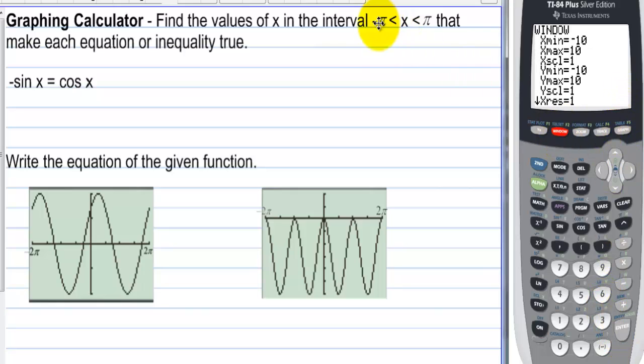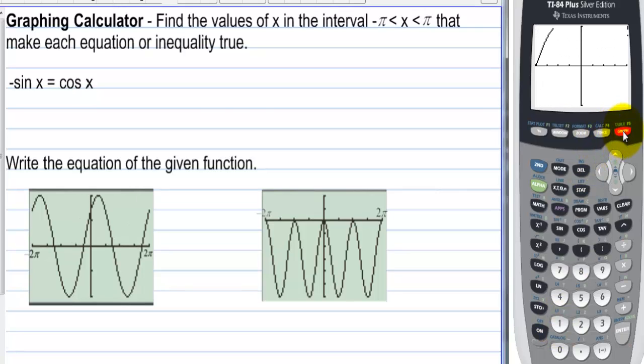And in our window, we're only going from -pi to pi, so an x min, we have -pi, and here we have pi. Pi, there we go. And we're going to go, how about every pi divided by 4? In the y min, we can go to -1, and in the y max, we can go to 1.